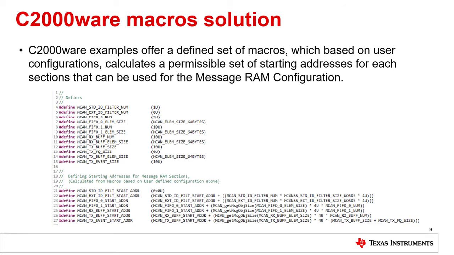Along with each of the MCAN examples present in C2000ware, a bunch of macros have been defined as seen below. These can be used to configure the starting addresses for each of the sections in the message RAM. Based on the application requirements, you can specify the number of elements as well as the size of the elements for the relevant sections. Correspondingly, the macro calculates a permissible set of starting address values, and these defines can be used for message RAM configuration. Note that there are multiple possible ways of message RAM configuration for successful operation.